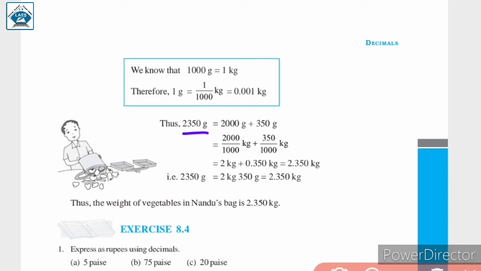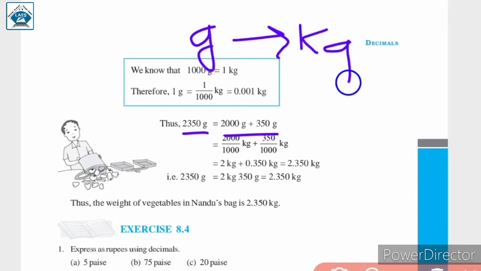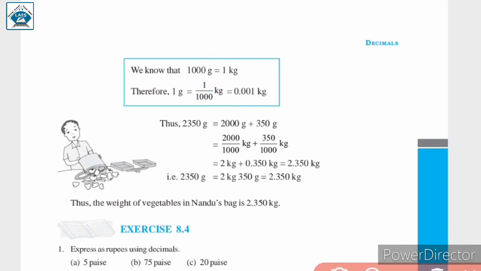2350 को ब्रेक किया है 2000 plus 350. So for converting gram to kilogram we will divide this by 1000. 1 upon 1000, right? So divide करेंगे, then we will have 2 kg because all the zeros will get cancelled. We will be left with 2 kilogram and this will be 0.350 kilograms.